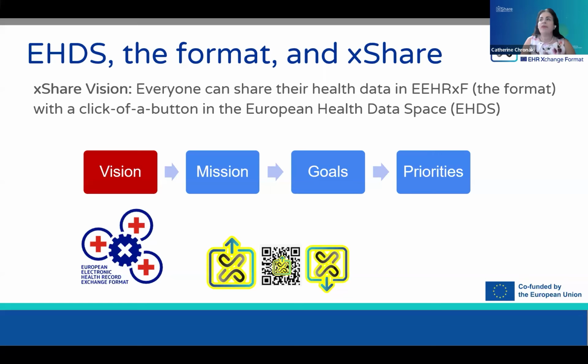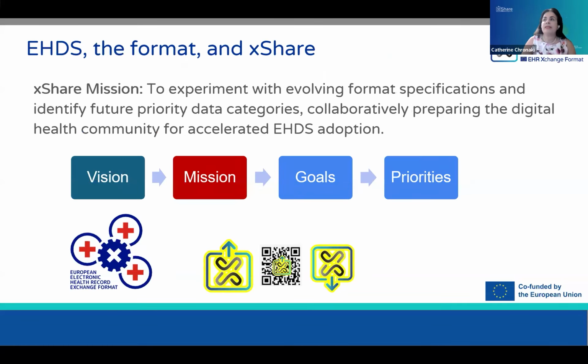So very quickly, the vision: everyone can share their health data in the format with a click of a button, and that will make the EHDS reach its potential. The second one is the mission, what we do. There are 6 priority data categories in the EHDS regulation. Are those enough to meet your needs?